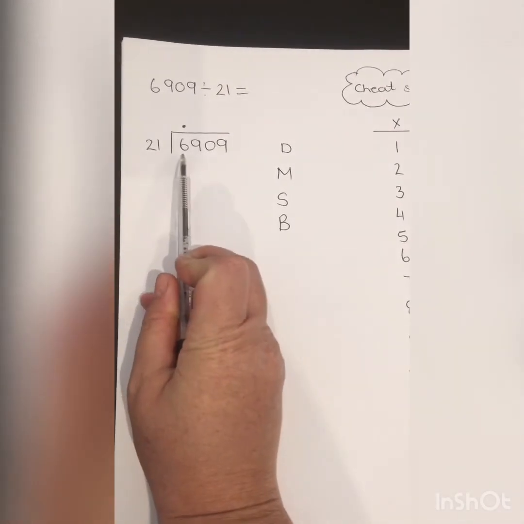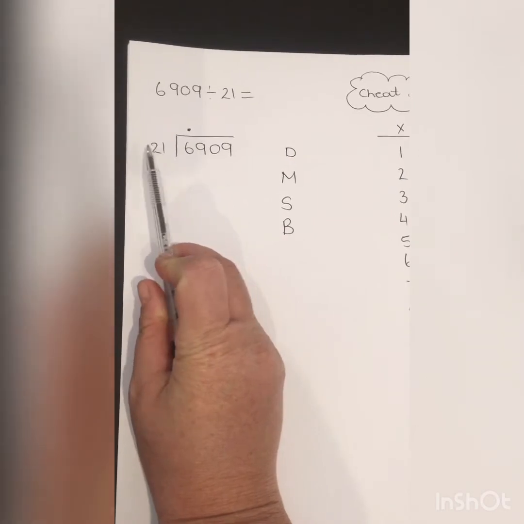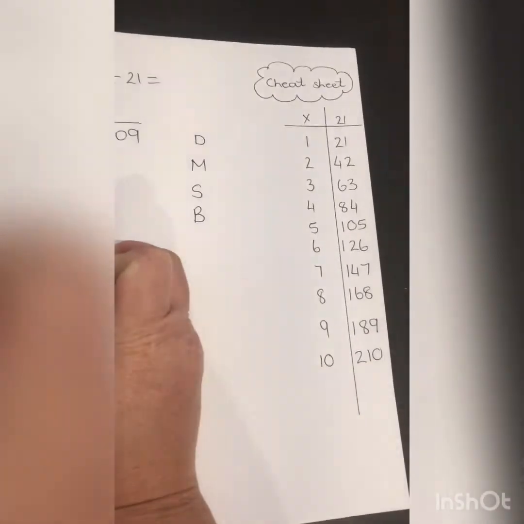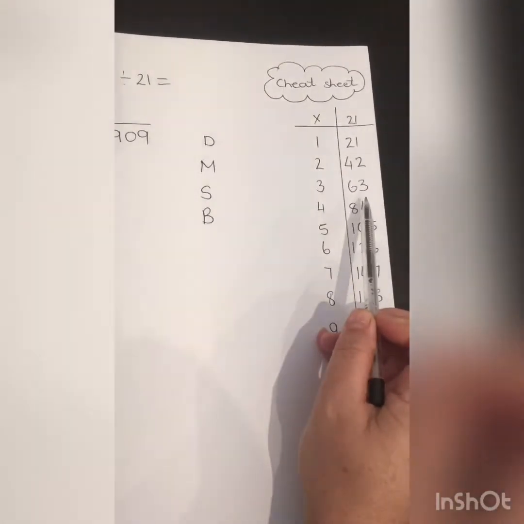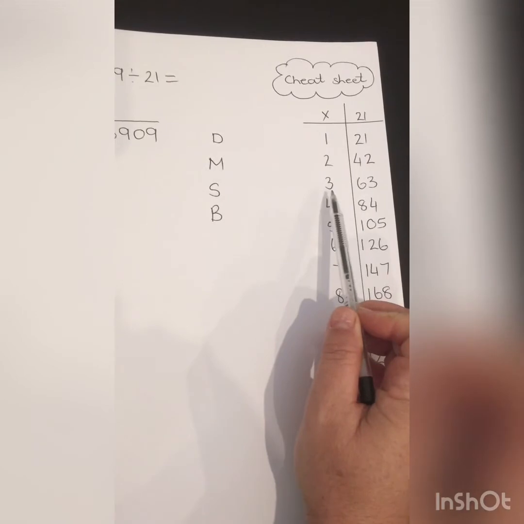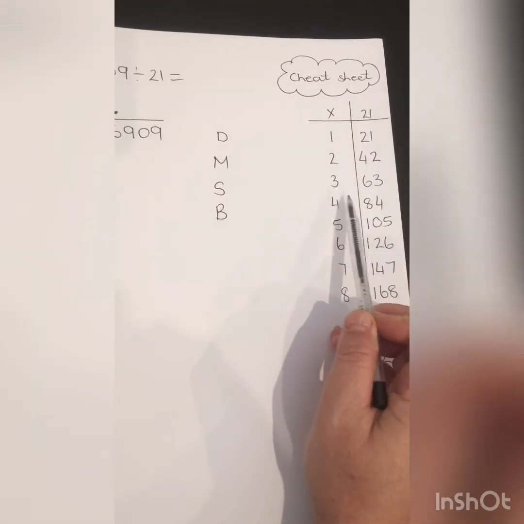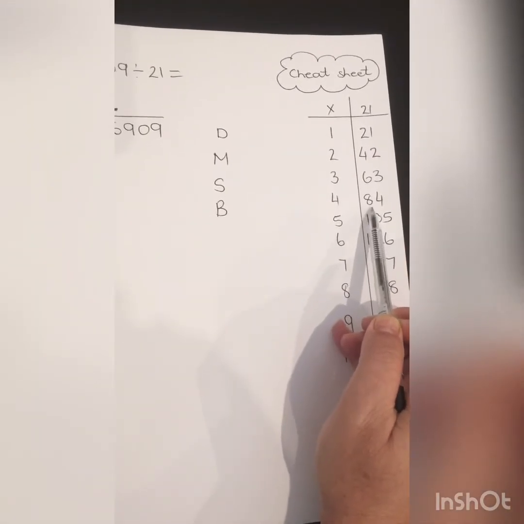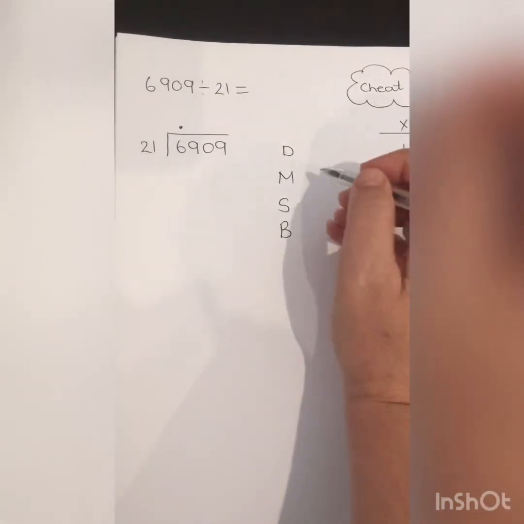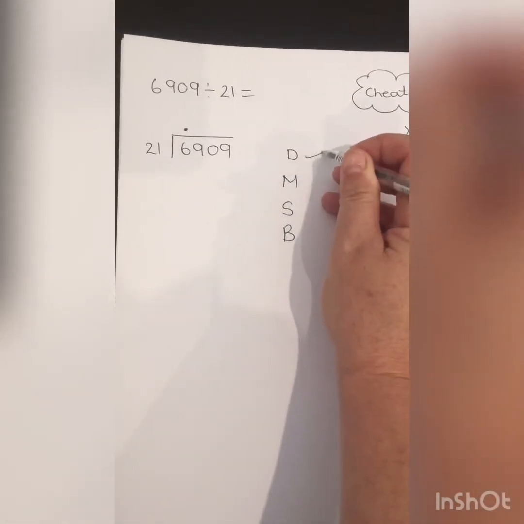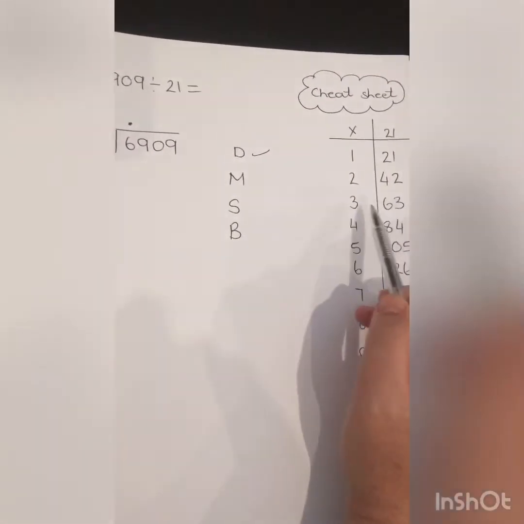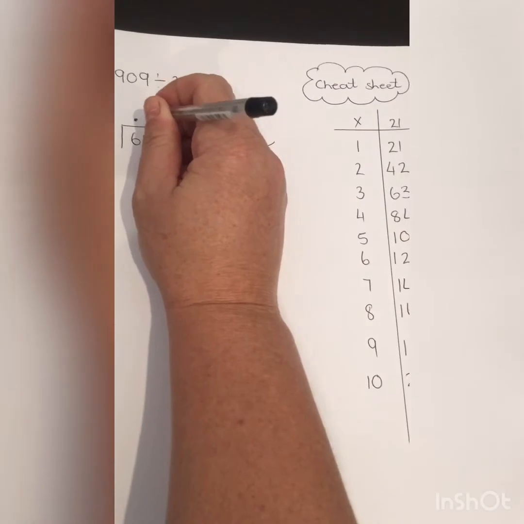So 21 cannot go into 6. But 21 can go into 69. Have a look at the cheat sheet. How many times? Well, the closest is going to be 63, which is 3 times. Anything more than that is going to give us 84, which is too much. So moving back here, we've already divided. So 21 can now go into 69, we said 3 times.